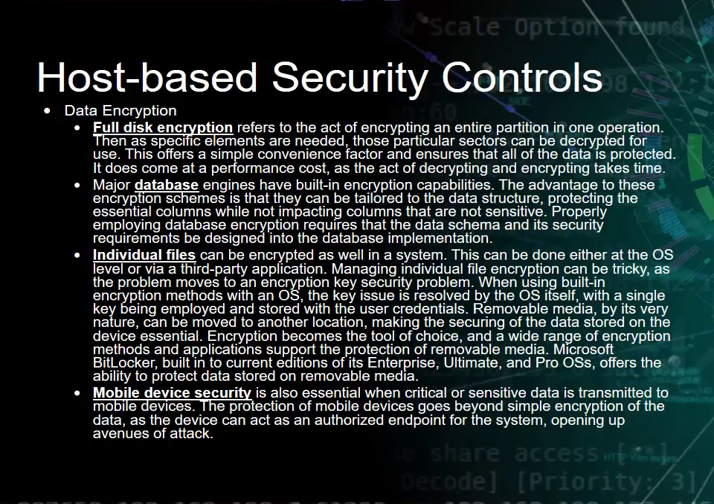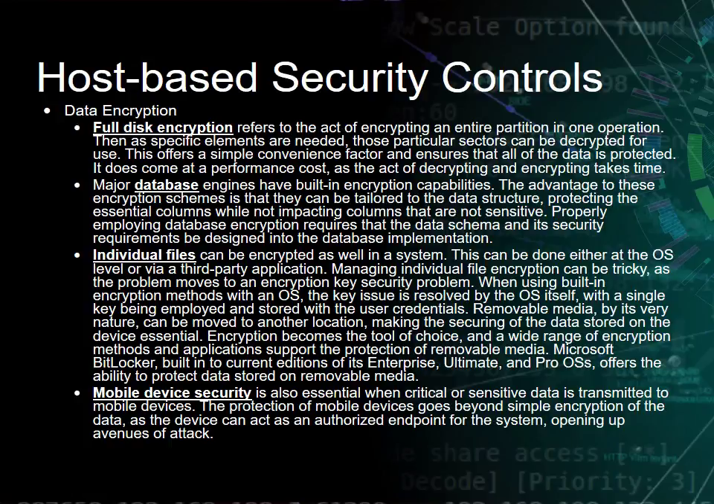Then individual files, as we just talked about with PGP or GPG, can be encrypted as well in a system. This can be done either at the OS level or via third-party application. Managing individual file encryption can be tricky, as the problem moves to an encryption key security problem. When using built-in encryption methods with an operating system, the key issue is resolved by the OS itself, with a single key being employed and stored within the user's credentials.